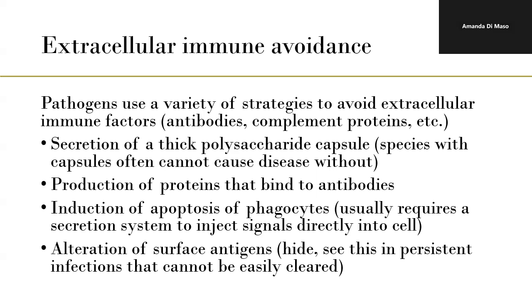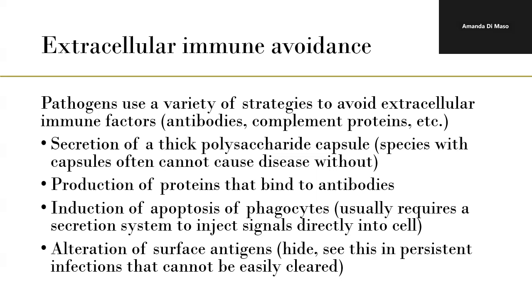Species that cause disease that have capsules, if you can find a way to make them not make their capsule, usually they can't cause disease in us. So this is one of the main virulence factors that those cells have. They can also make proteins to competitively bind to the antibodies. They can say, well, I don't want you to bind to me, so I'm going to flood the area with proteins that you can bind to, and they're going to be like red herrings. You're going to go after my diversion instead of me.